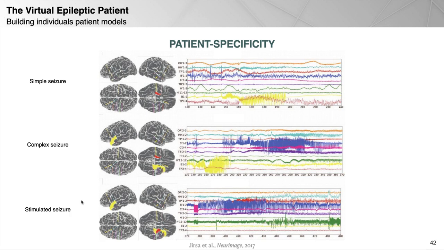In the last row, it is a seizure that was stimulated. So they stimulate the left hippocampus here. And the seizure was triggered, spreading to the remainder of the left temporal pole and the hypothalamus regions.